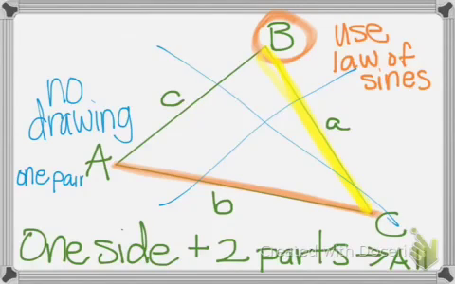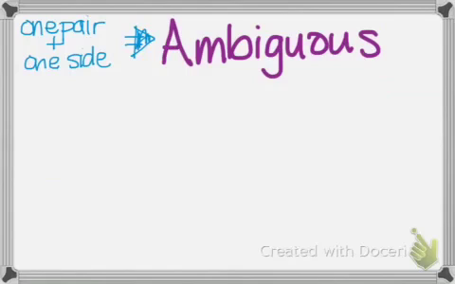And then there are some conditions in solving for the triangle. So if you have one pair, meaning the side and the angle opposite, and then another side of a triangle, you can still solve it, but it's tricky. So we have one pair and one side. That is called the ambiguous case.